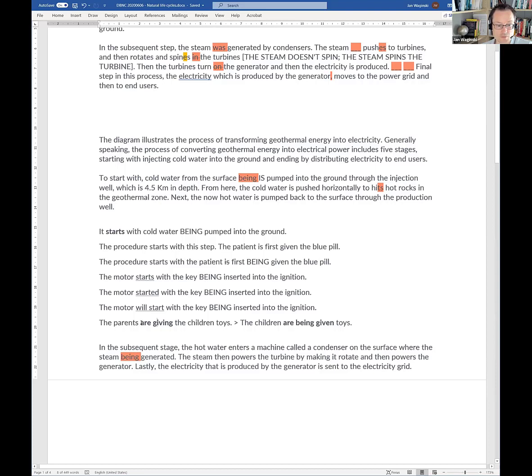This is quite specific. This is present continuous and this is the passive version of present continuous. So it's a little bit different. Being is the participle of is. Yeah. Okay, so we need another example.